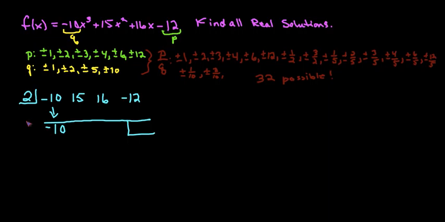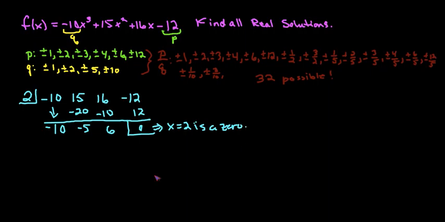2 times negative 10 is negative 20, add those up. 2 times negative 5 is negative 10, add those up. 2 times 6 is 12, add those, and there we go. So like I said, we knew ahead of time that worked, we cheated. And again, what this tells me is x equals 2 is a 0.